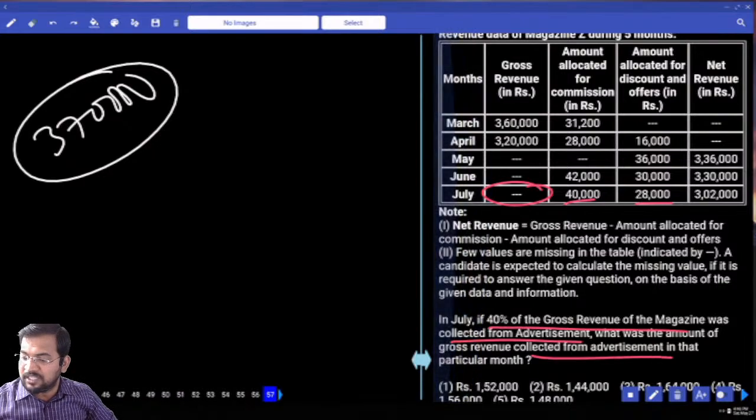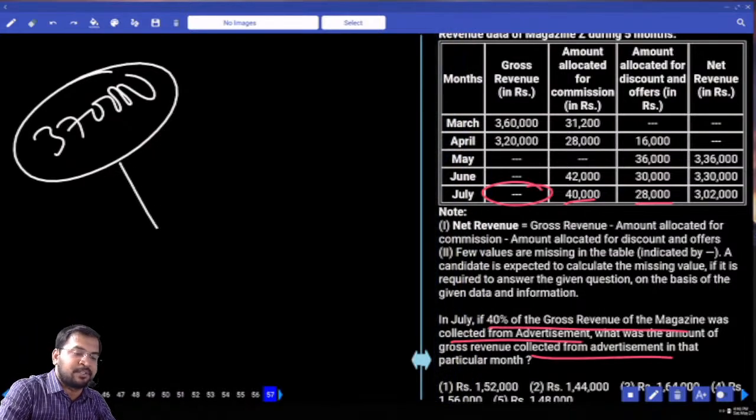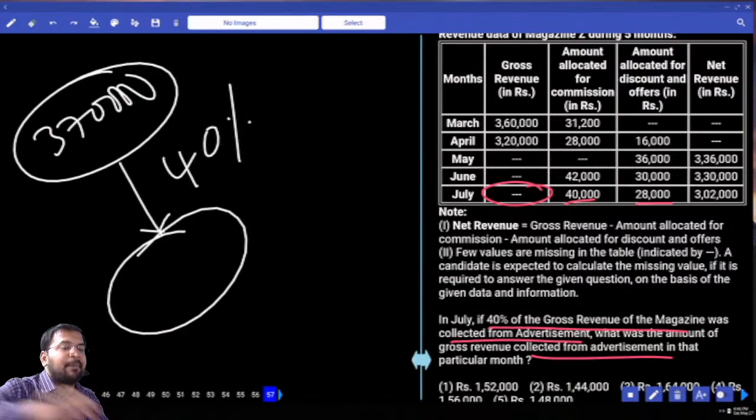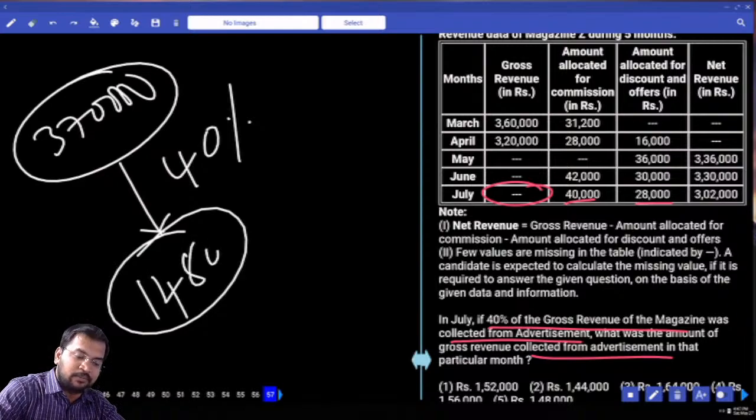They are asking how much is collected from the advertisement. So 40% of 3,70,000. 10% is 37,000. 37,000, then 74,000, then 1,48,000. So your answer is 1,48,000.